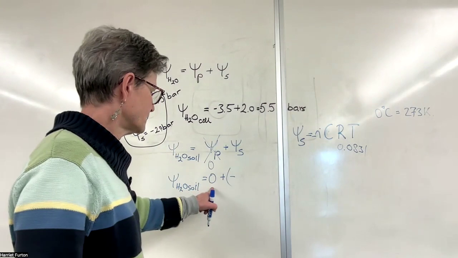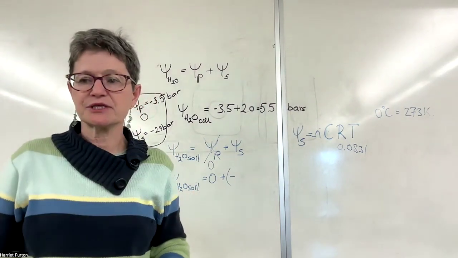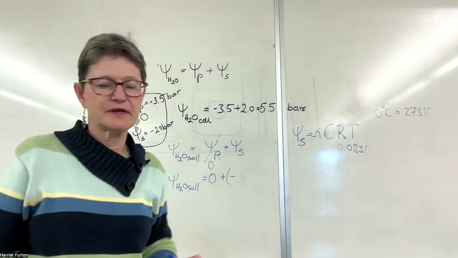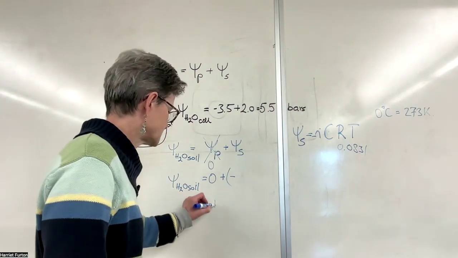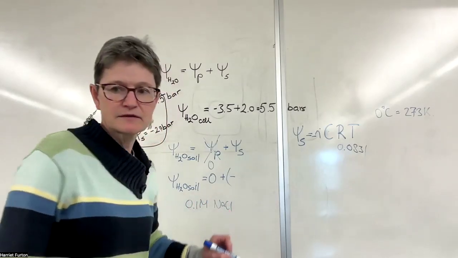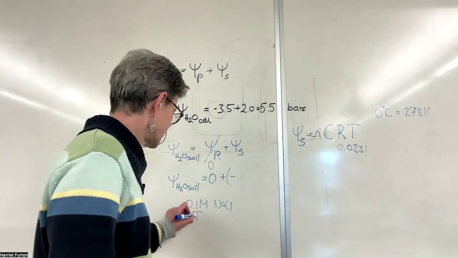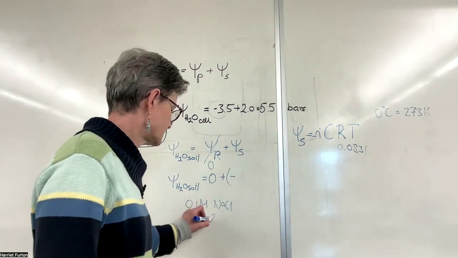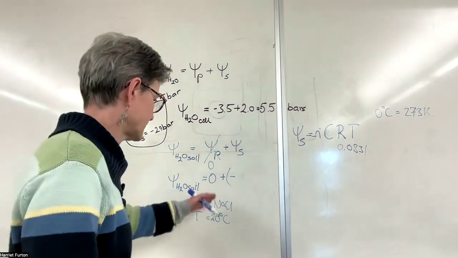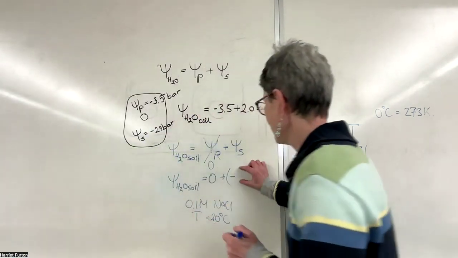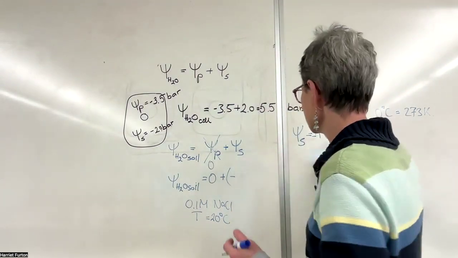Okay, so let's say that in the soil, the salt concentration is going to be 0.1 molar sodium chloride. And the temperature is going to be 20 Celsius. That's the best to use. So we'll plug the numbers into the equation.